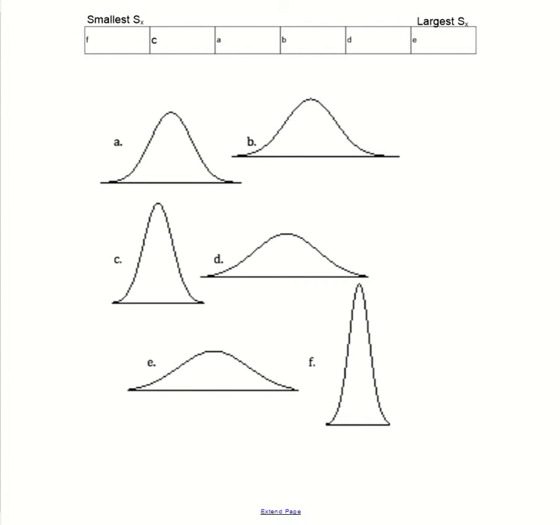So the typical normal distribution curve would be A and B. Those would be our most average ones, whereas you're not going to see these other ones quite as often, but they are normal distributions. They just have either a very small or a very large standard deviation.